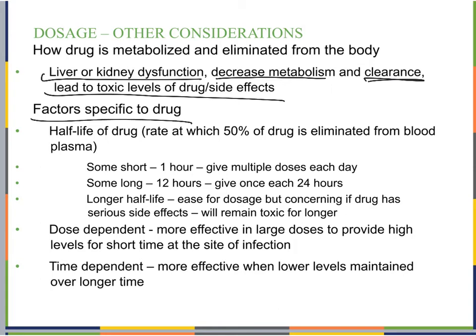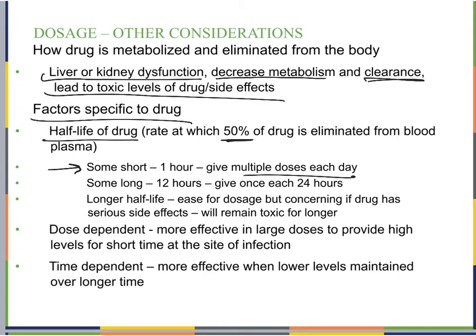Also, there are factors specific to the drug, so depending on the drug, of course. For example, the half-life of the drug, which, just like in chemistry, is the rate at which 50% of the drug is eliminated from the blood plasma. So half-life means how long it takes for half of the drug to go away. Some half-lives are short, like an hour, and we would know the half-life is short if our dosage is multiple per day.